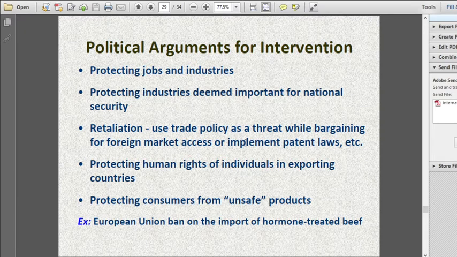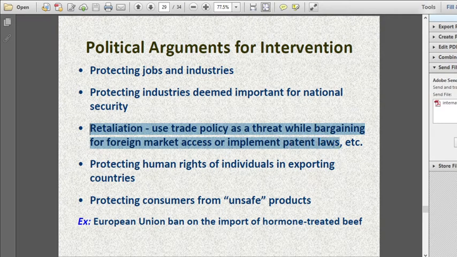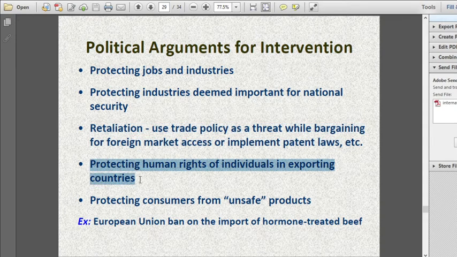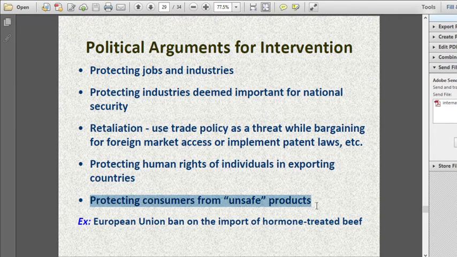Also, for political arguments of intervention, it protects jobs in industry. It protects industry for national security also, or it retaliates against policy while bargaining in foreign markets, and implements patent law, etc. So, it protects the patent law regulations of every product and service that is being exported and imported through other countries. And also, it protects human rights in individual countries. Also, it protects consumers from unsafe products.